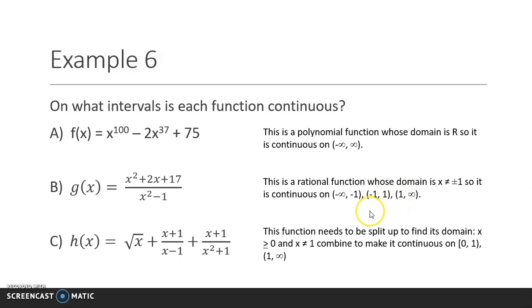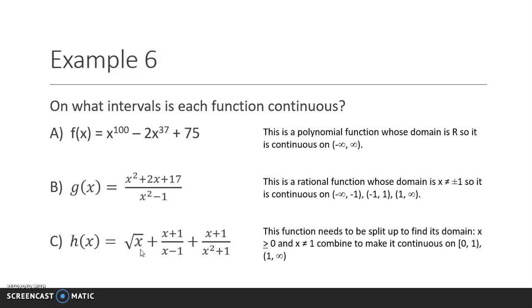Now in part C, they gave me a sum of functions, so I'm going to look at each function individually for their domain, and then I'm going to use that to build my interval. The square root function has a domain where x has to be greater than or equal to 0, because I can't do the square root of a negative number, but I can do the square root of 0 or a positive number.